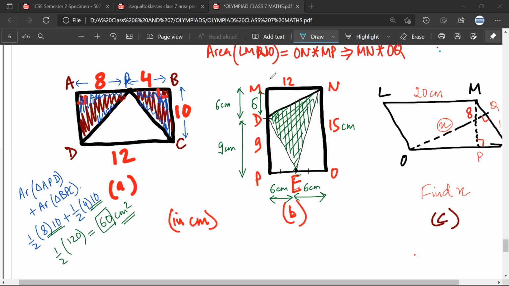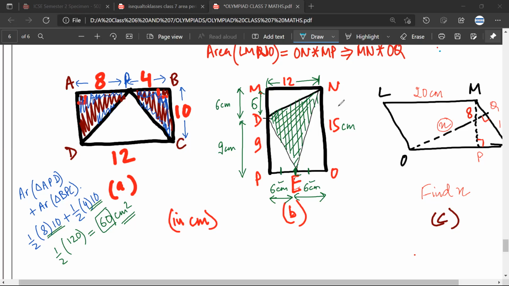So what they are saying is that this is 12, and this 12 is divided here at E. Now this part, this part, these are four equal parts. Therefore, PE and EO would be equal to 6 and 6. So we have found PE, we have found EO, both are equal to 6.